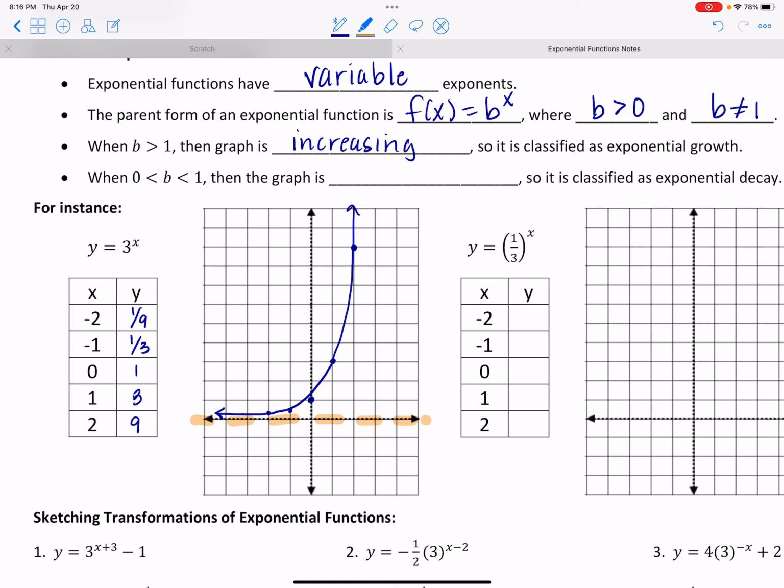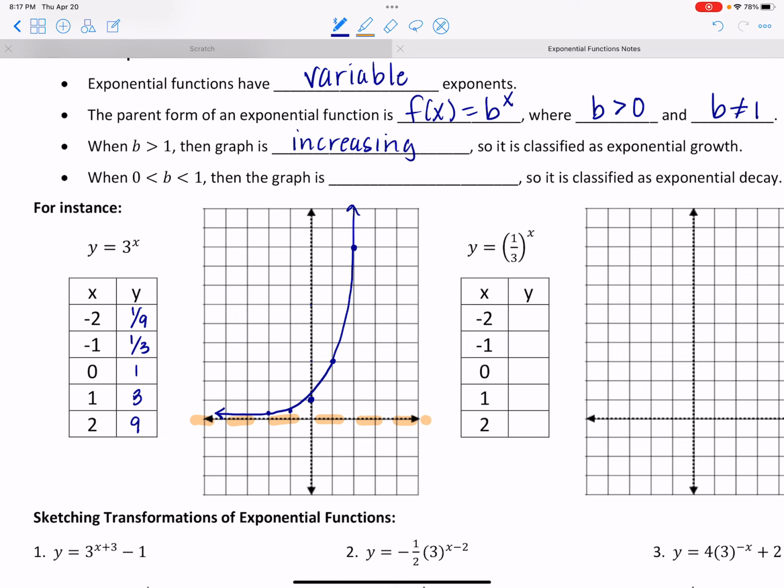Okay, now that's when we have a base of 3. We can see, I called that earlier a growth factor, that the values here are increasing by a factor of 3. So 1/9 times 3 is 1/3. 1/3 times 3 is 1. 1 times 3 is 3. 3 times 3 is 9. Because every time we increase the exponent by 1, we're multiplying by another factor of 3. So we say that 3 represents the growth factor in that case. Okay? So that's our exponential growth, again, an increasing graph.